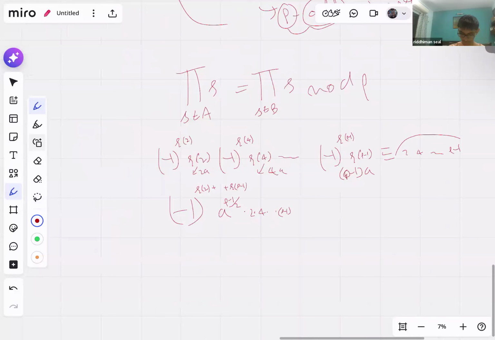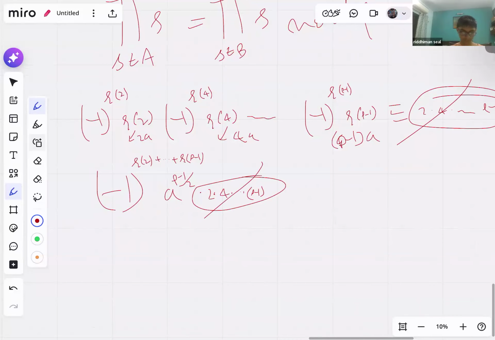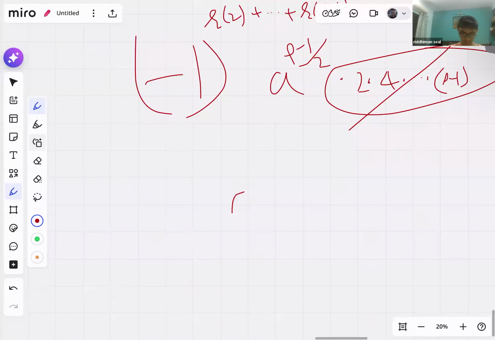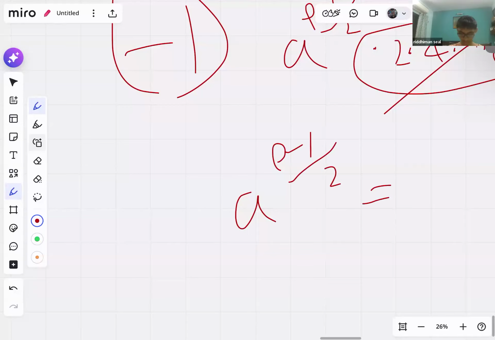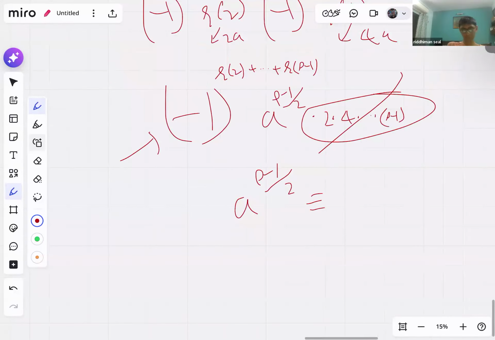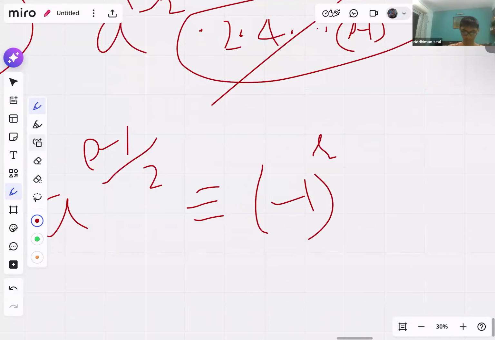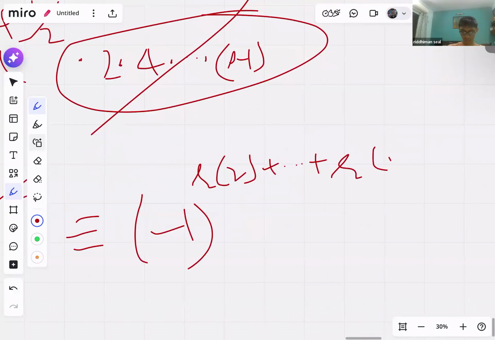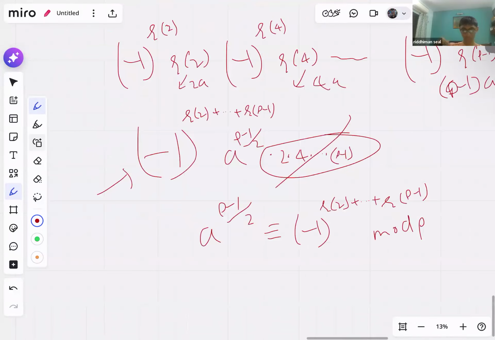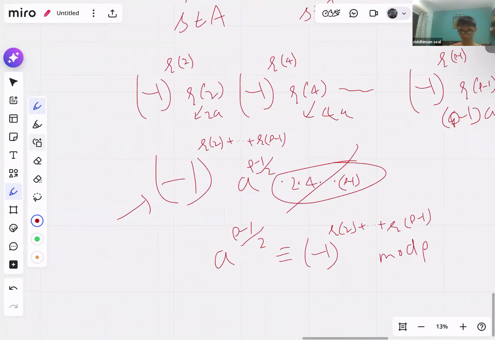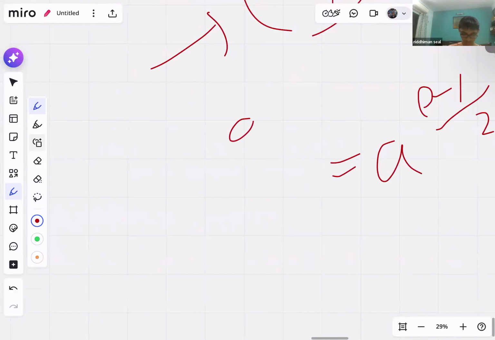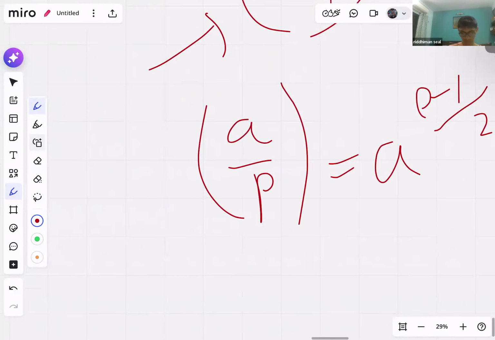Look at this. We cancel this. So from this we get a to the power (p-1)/2 is congruent to, you take the reciprocal of this thing, you'll just get the same thing. So you'll just get (-1) to the power R of 2 plus dot dot dot plus R of p minus 1. And this is just like the Legendre symbol of a with respect to p.